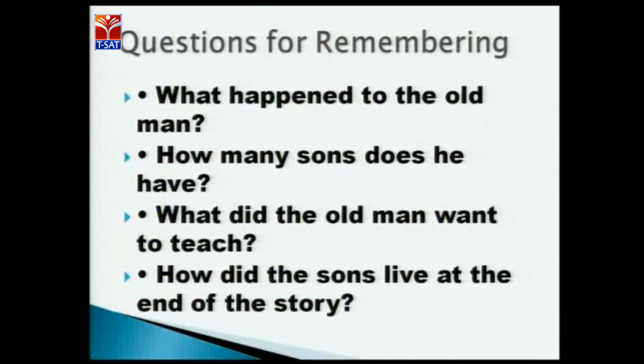What happened to the old man? How many sons does he have? What did the old man want to teach? How did the sons live at the end of the story? This is actually a lower level of thinking, but it paves the way for higher order thinking.